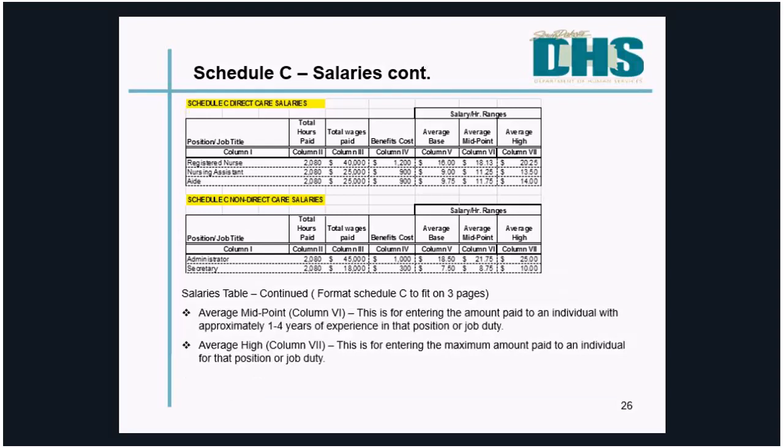And then the average midpoint is somebody with about 1 to 4 years of experience, or where you see an individual within your organization being at kind of a midpoint of that pay grade or that job title. That would be the amount you would put there. And then the average high is the maximum amount that you would be willing to pay to an individual in that position or job duty. This helps us identify where exactly our wages are at, or where our rate is at, in relation to where you as an organization are paying.